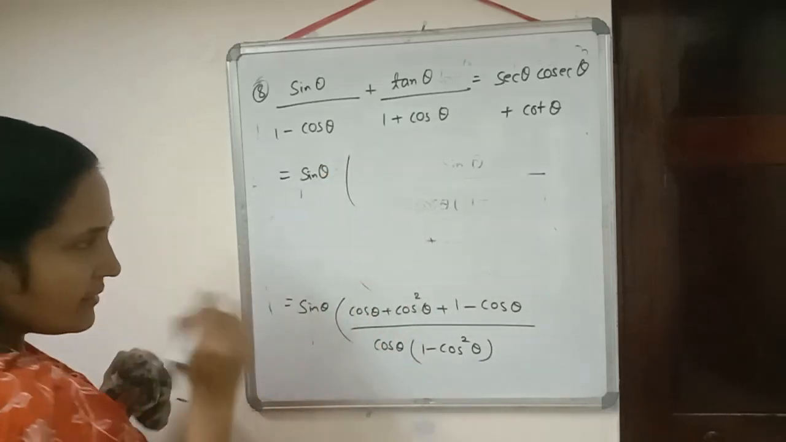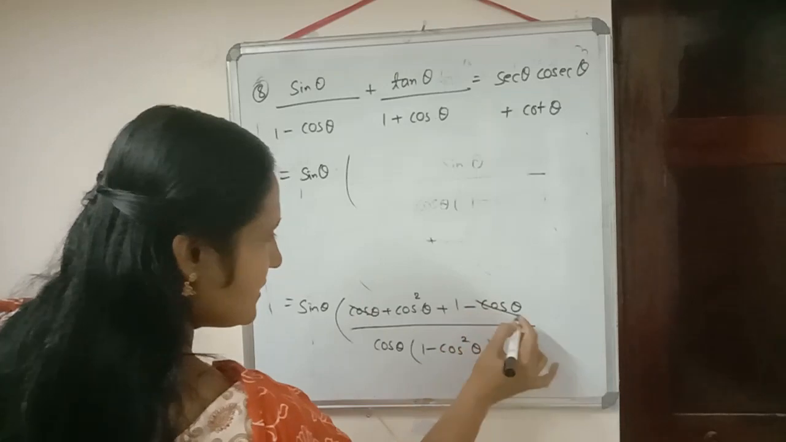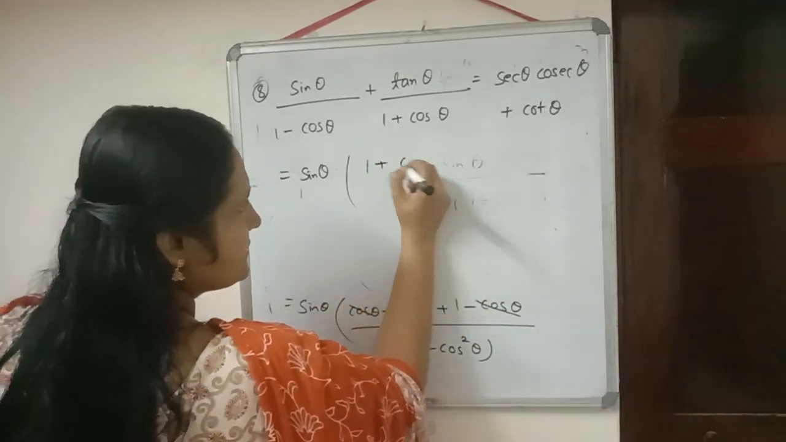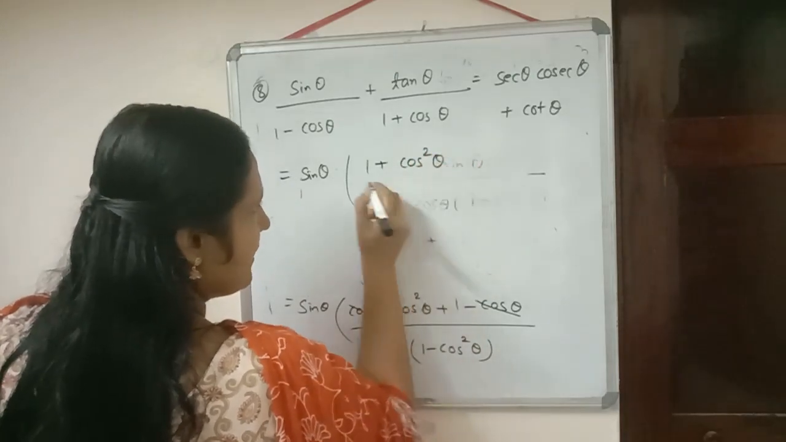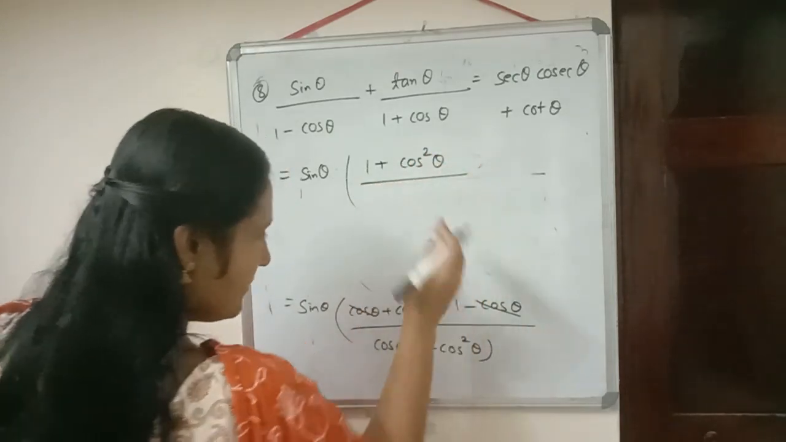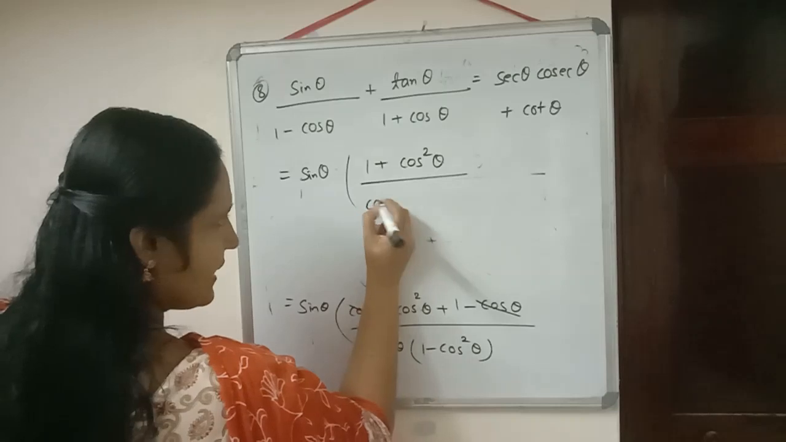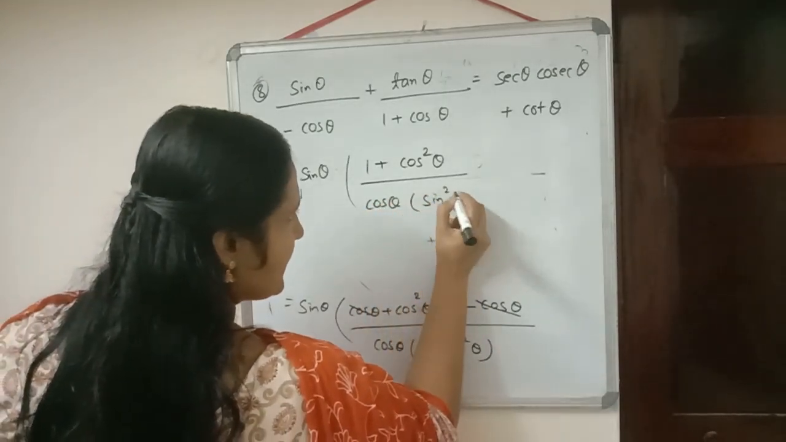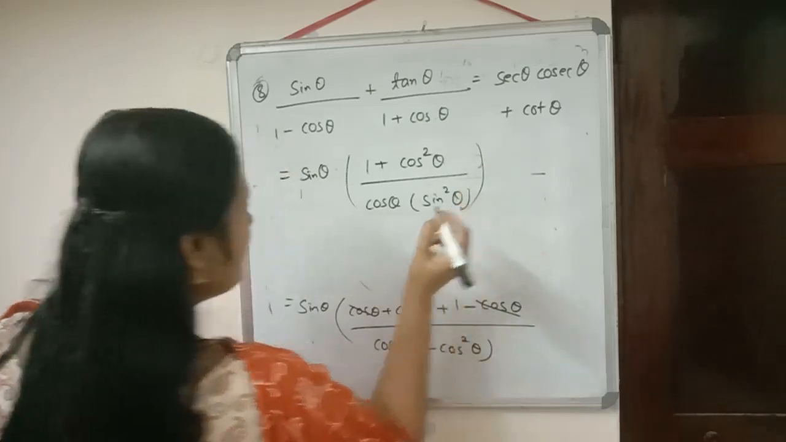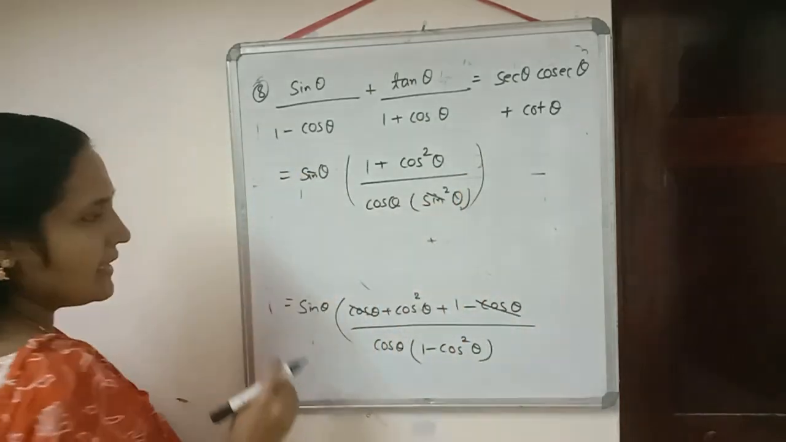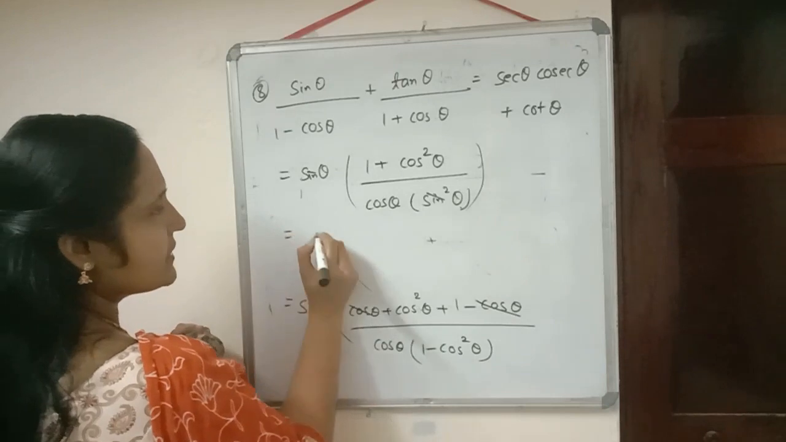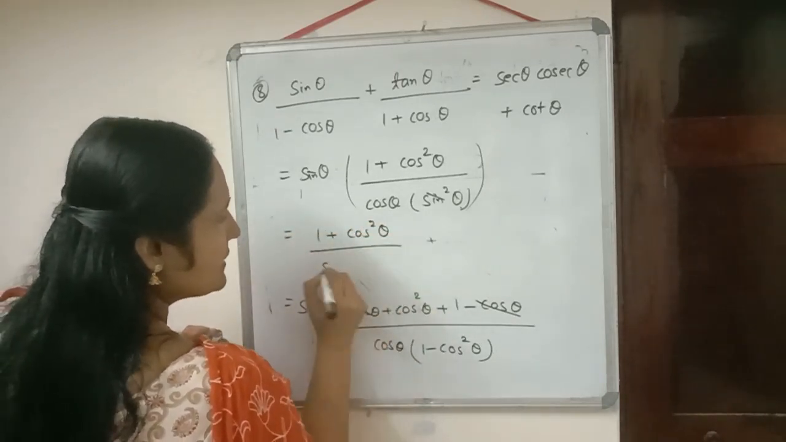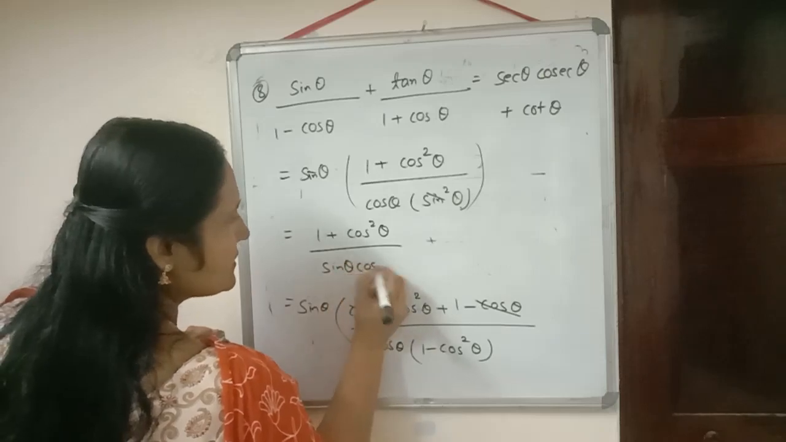Here in the numerator, cos theta and minus cos theta will get cancelled. Remaining we have 1 plus cos square theta by cos theta. 1 minus cos square theta will be equal to sin square theta, so one sin theta also will get cancelled. So our remaining expression is 1 plus cos square theta by sin theta into cos theta.